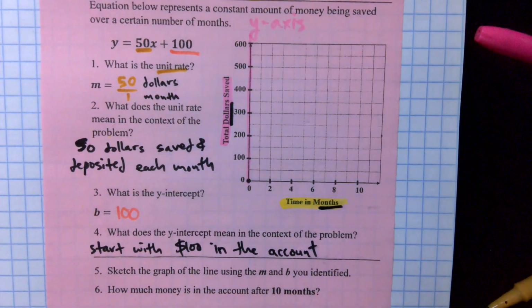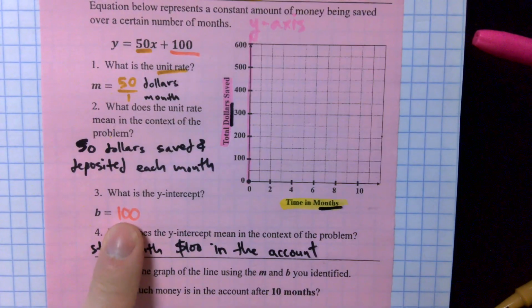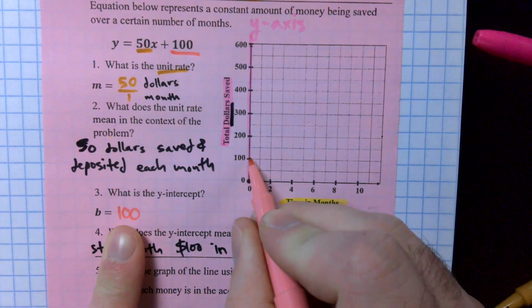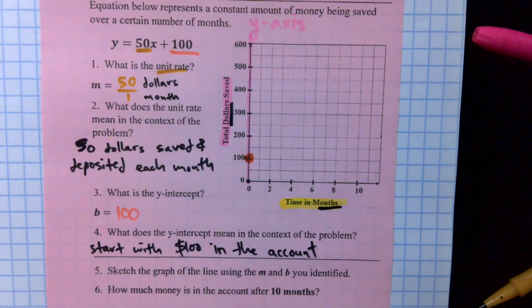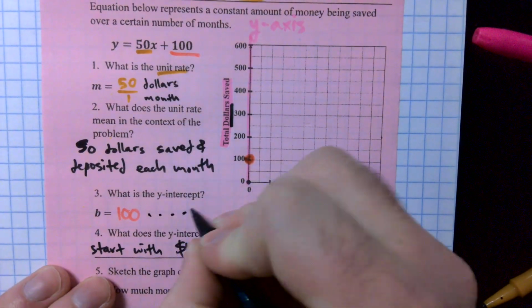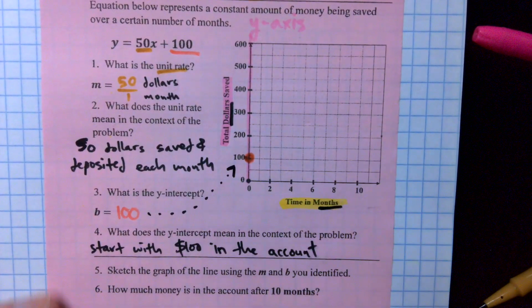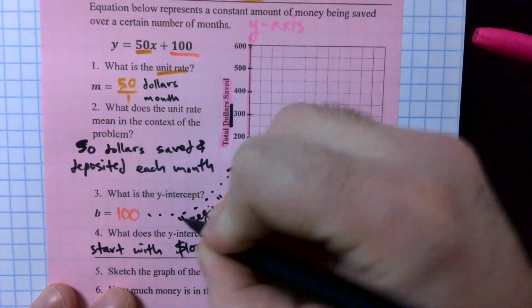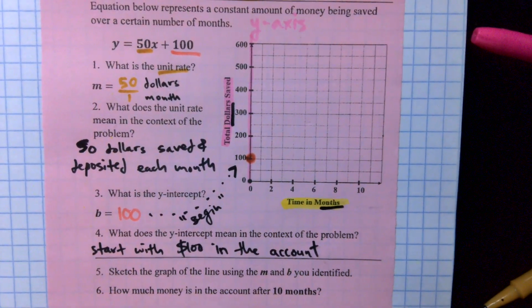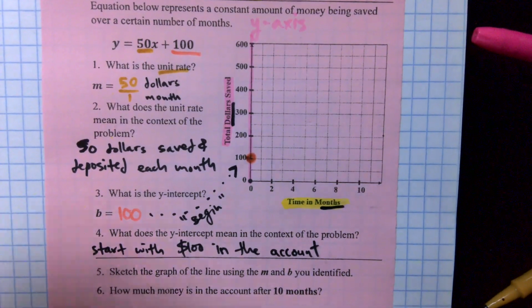I'm going to begin by plotting my y-intercept. So where am I going to make my first dot along that y-axis? Well, what's the b value, Billy, we just said we had? 100. So here's 100. I'm going to make my first dot right there. We begin our savings journey with that $100 in the account.